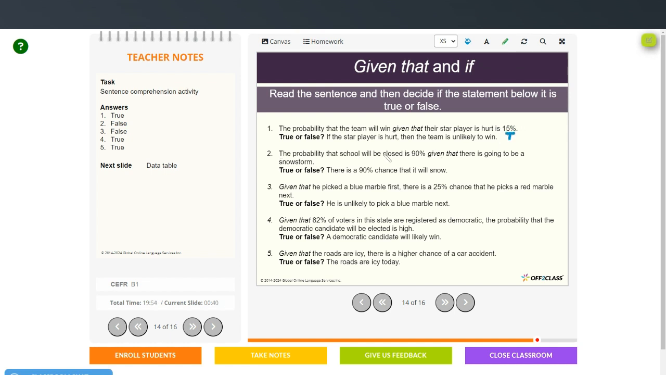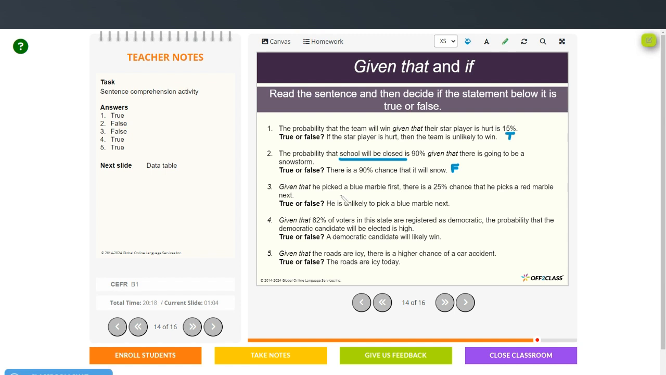The probability that school will be closed is 90%, given that there is going to be a snowstorm. There is a 90% chance that it will snow. Well, that's false. The 90% isn't related to the snow, it's the 90% chance that school will be closed.